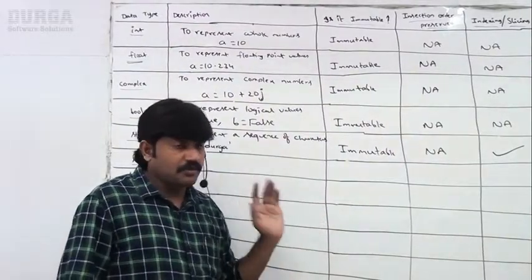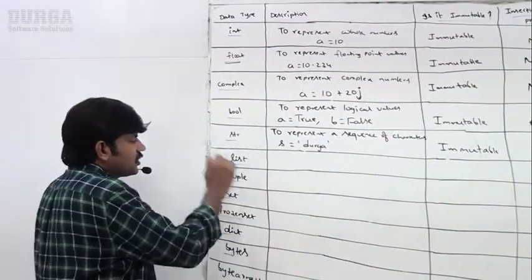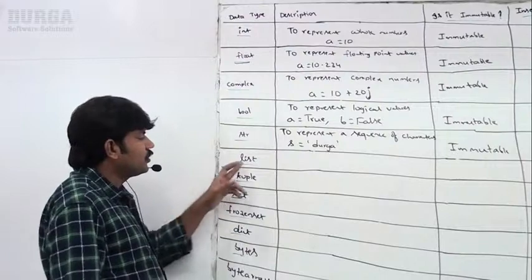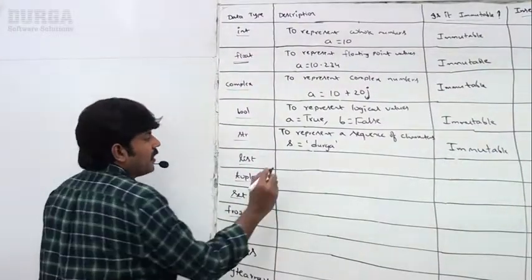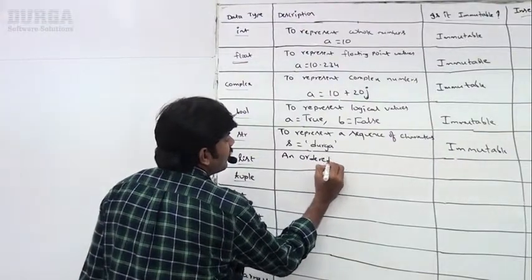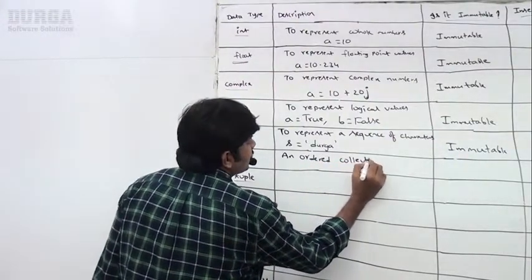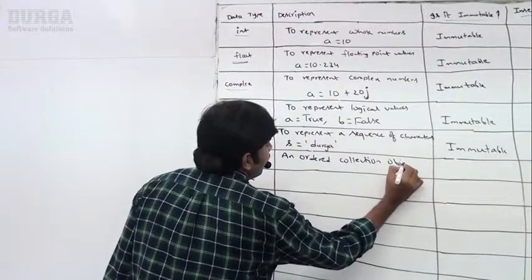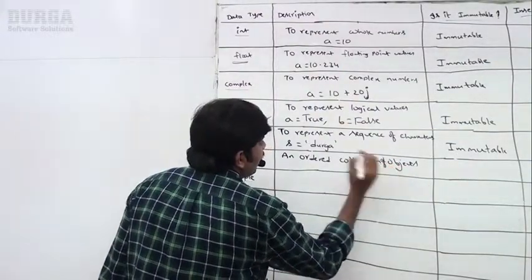Remember that carefully. Now list. When should we go for list? To represent an ordered collection of objects. I want to represent an ordered collection of objects.